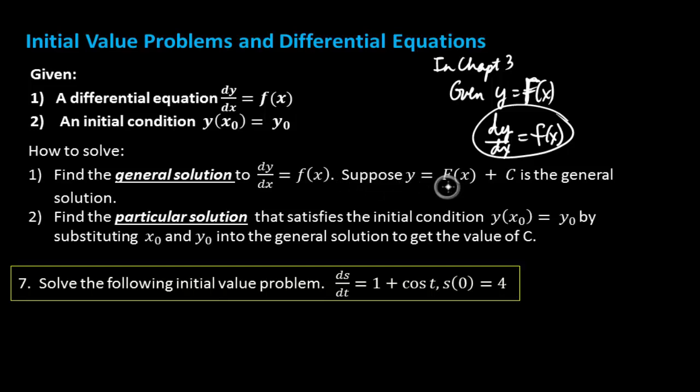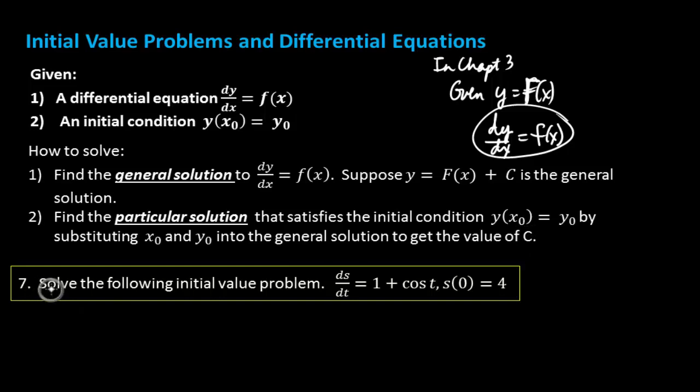So suppose y is equal to f of x plus c, which is the general solution. That's what we've been doing so far, right? Now, in step 2, we find the particular solution that satisfies the initial condition. In other words, what will this c be so that it will satisfy the initial condition? By substituting x sub 0 into your function, and then y sub 0, we'll be able to solve for the particular value of c.